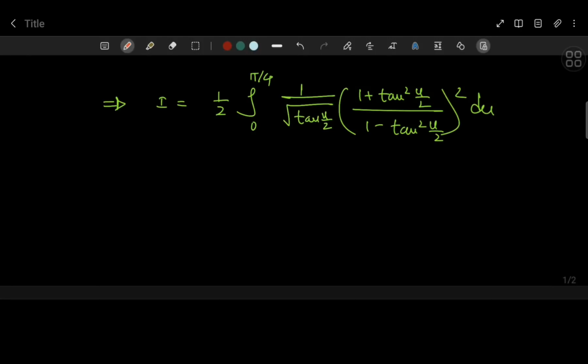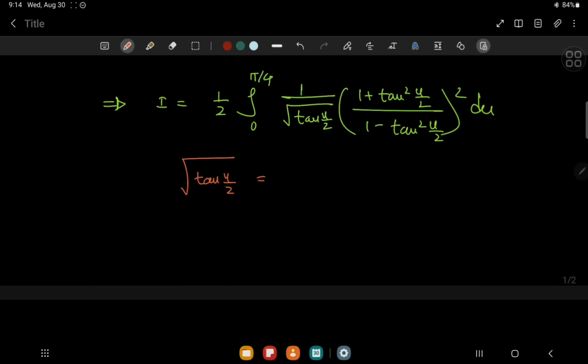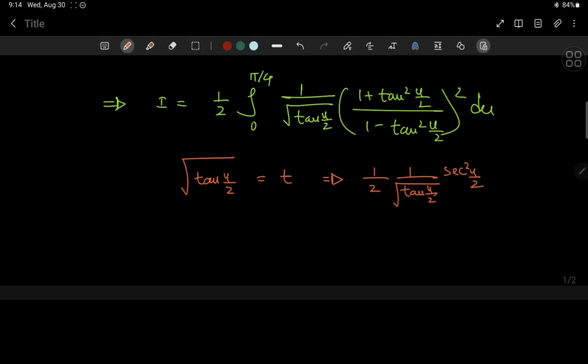The x substitution here seems pretty obvious as well. All we should do is take the square root of the tangent of u/2 and let this equal some other variable, let's call it t. And this implies that 1/2 times the reciprocal of the square root of the tangent of u/2, and because of the chain rule, we have this squared secant of u/2 times 1/2 again, du equal to dt, right?